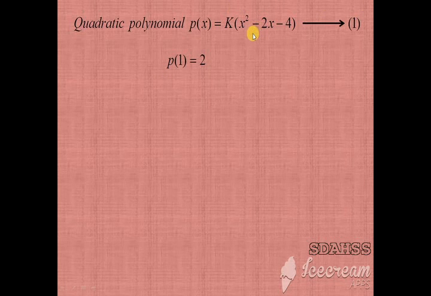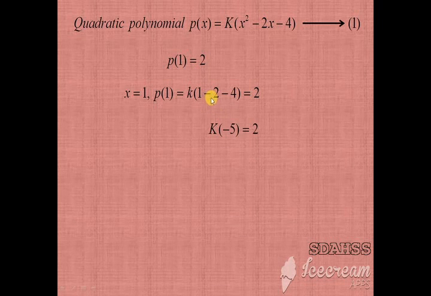So equation 1 becomes p of 1 is equal to k into 1 minus, in the place of x substitute 1. So 1 square means 1. 1 minus 2 into 1, 2, minus 4 is equal to 2. So this becomes minus 2 minus 4 means minus 6. 1 minus 6 means minus 5. So k into minus 5 is equal to 2. So k is equal to minus 2 by 5.